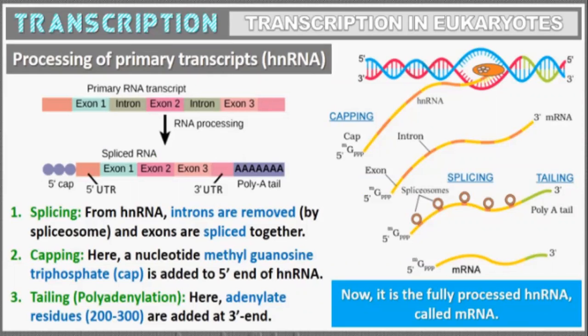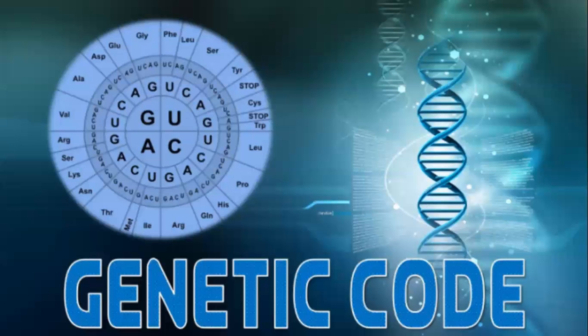And what is tailing? That is polyadenylation. At the 3' end, 200 to 300 adenine bases are added. That is known as poly-A tailing or polyadenylation. Now the fully processed hnRNA is called mRNA. So that's all for the process of transcription.